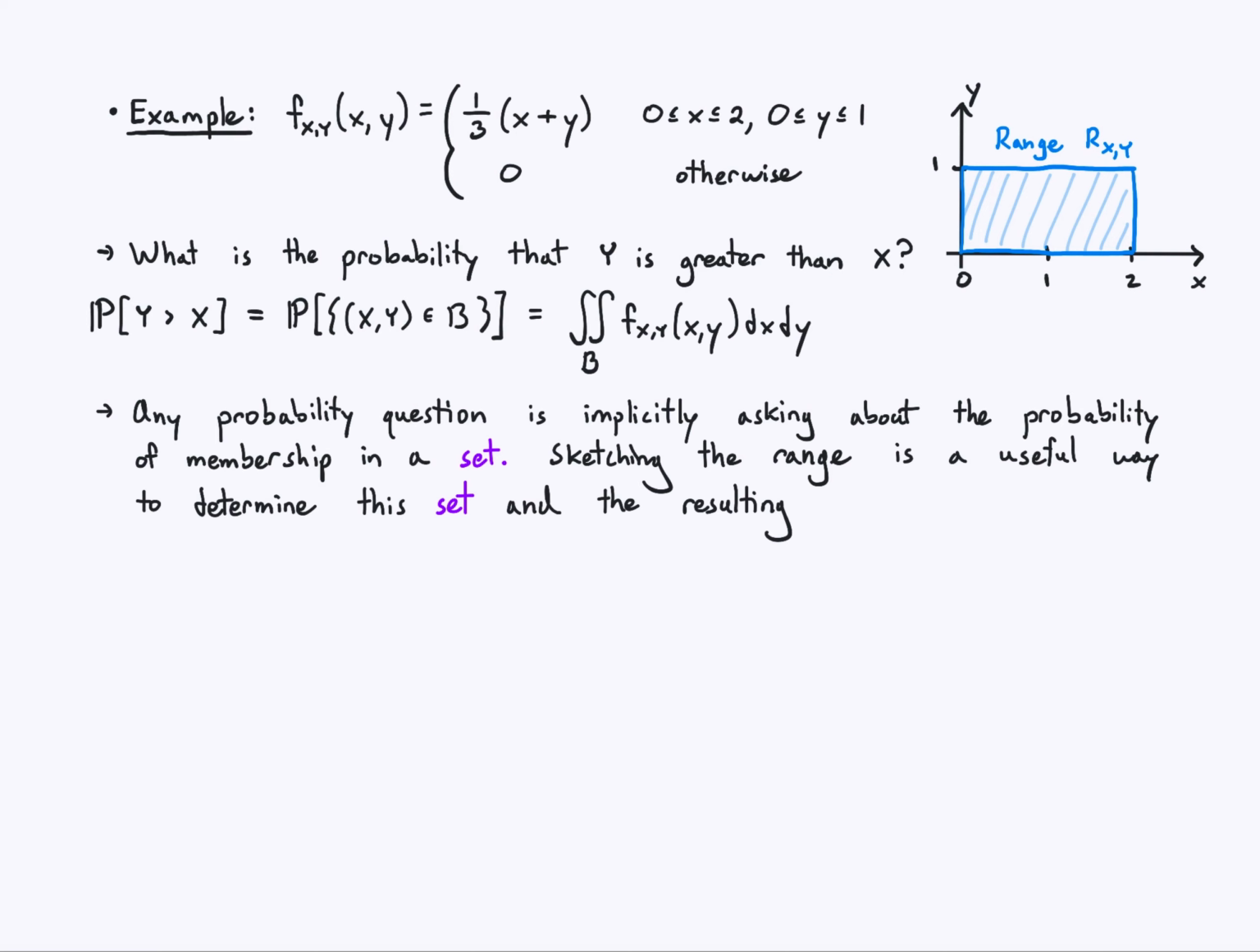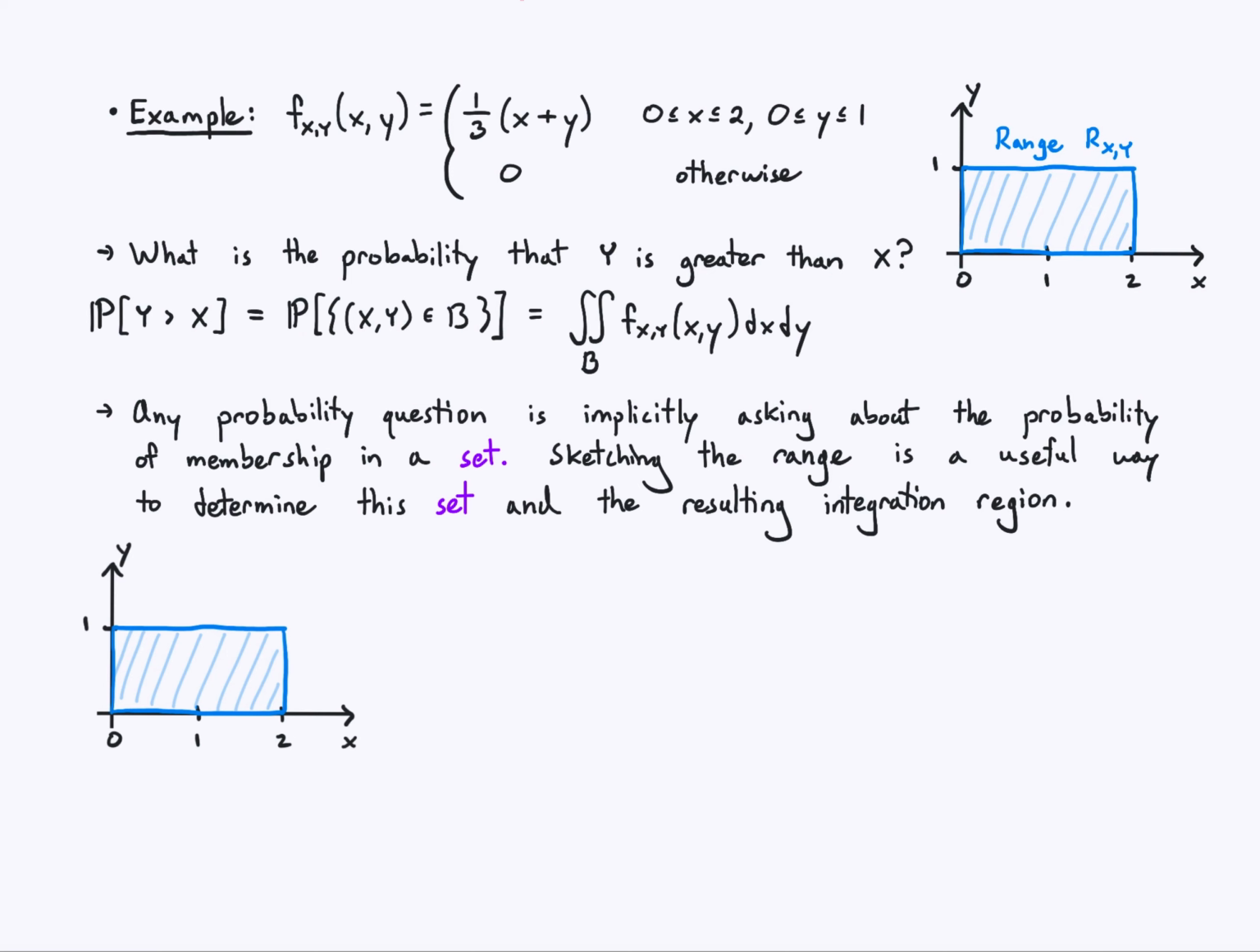Okay, so this is the step-by-step process, and I really, really strongly encourage all of you to draw the range before you try to figure out the region. So in this case, I'm drawing this line on the range. This is the y equals x line. So above that line is where y is greater than x. Okay, so this is the region B, and this is actually what I need to integrate.